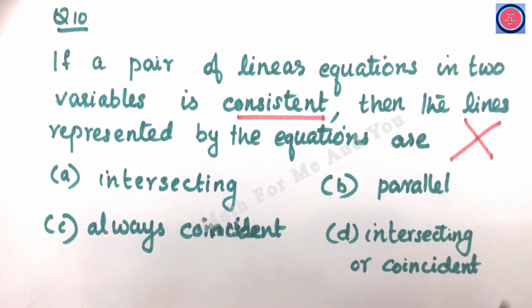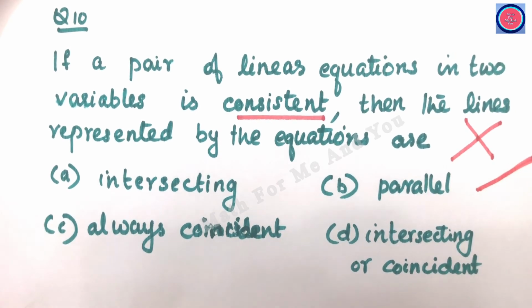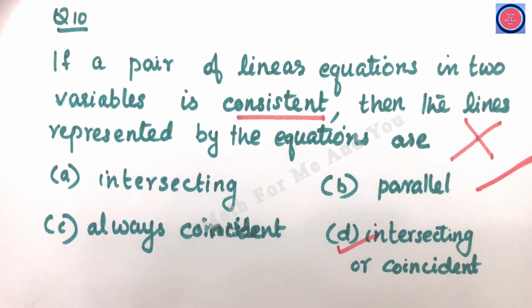Or coincident lines are also consistent, that means having many solutions. In both these cases, we say it is a consistent pair of equations. So option D, intersecting or coincident, is the correct answer. Only intersecting or always coincident is not correct, because for intersecting lines or coincident lines, in both these cases the pair of equations is consistent.